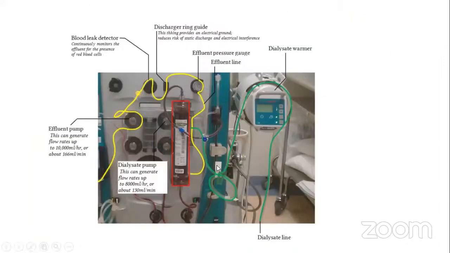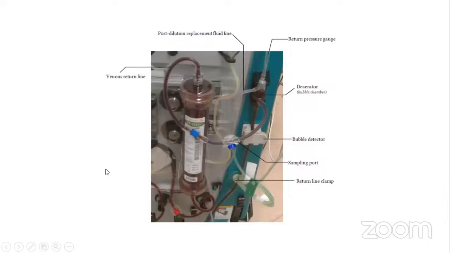And this is the effluent flow, as I discussed earlier in the video. It passes through the effluent pressure gauge, which nullifies static electric discharges, and from there it goes to the blood detector, into the effluent pump and into the effluent bag. So this is the filter. This is the deaerator or the bubble chamber, and from this it goes into the bubble detector. For the blood which is getting returned into the patient, if any bubble is detected, the clamp will automatically close and prevent entry of air bubbles into the patient.